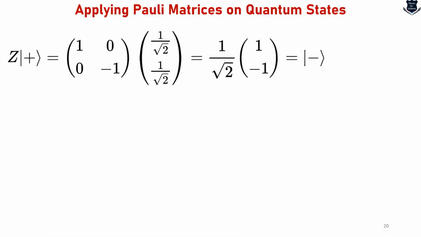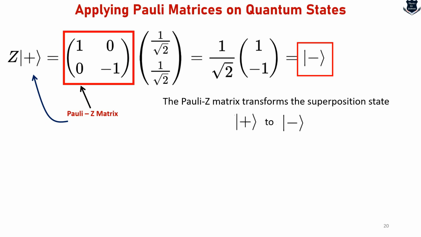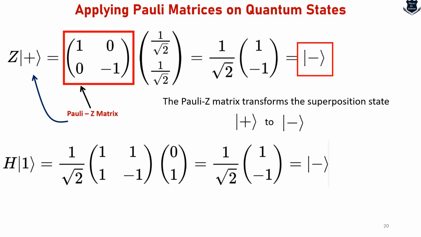Now if I apply the Pauli Z matrix, what happens? So the Pauli Z matrix is this one. The Pauli Z matrix transforms the superposition state from plus into minus. So here you see the plus state got transformed into another state which is minus. This is the beauty. This is how the application happens.